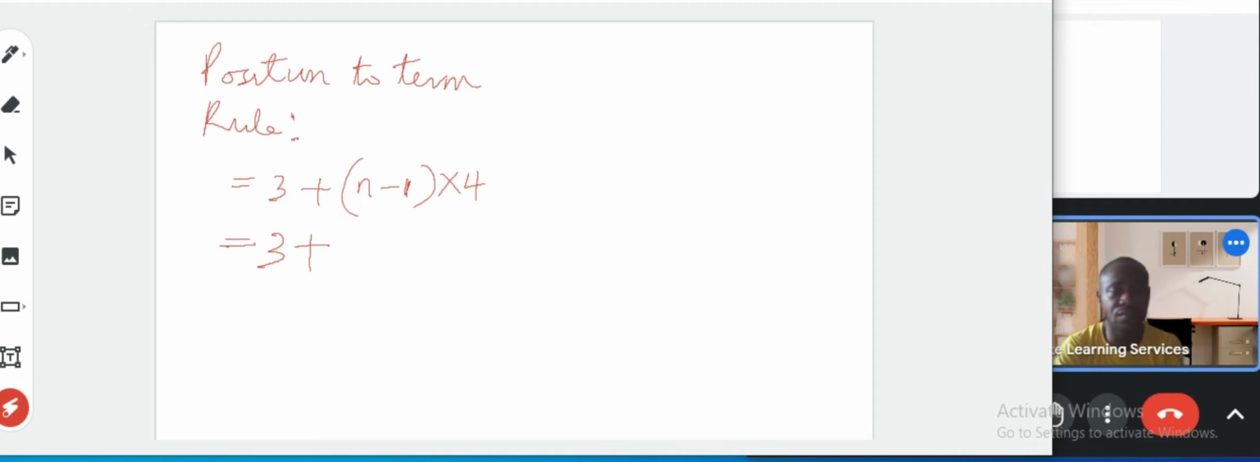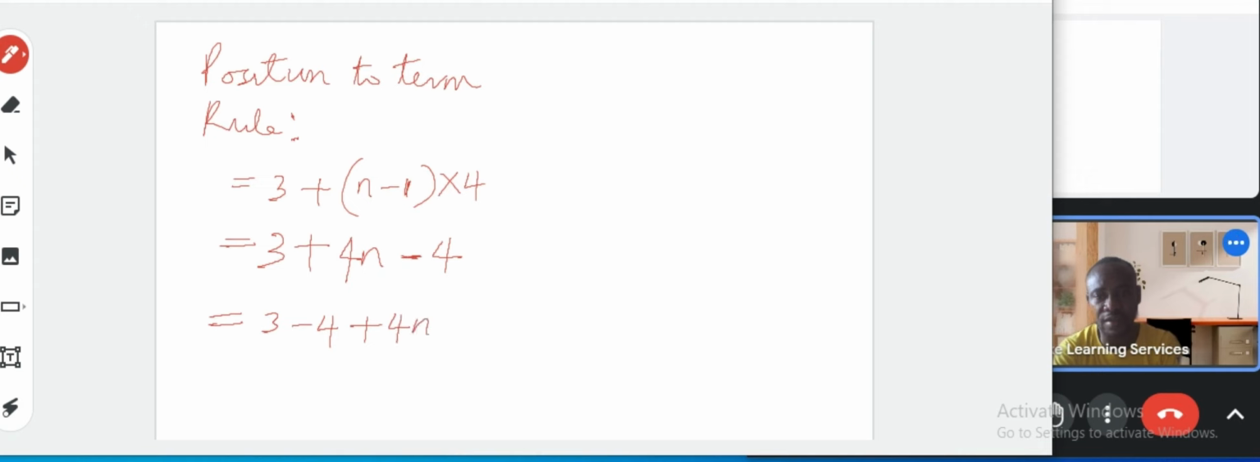Let's go. 4 times n gives us what? 4n. Minus 4 times 4 gives us 4. And that will eventually become 3 minus 4, then plus 4n. And what's 3 minus 4? That's minus 1.